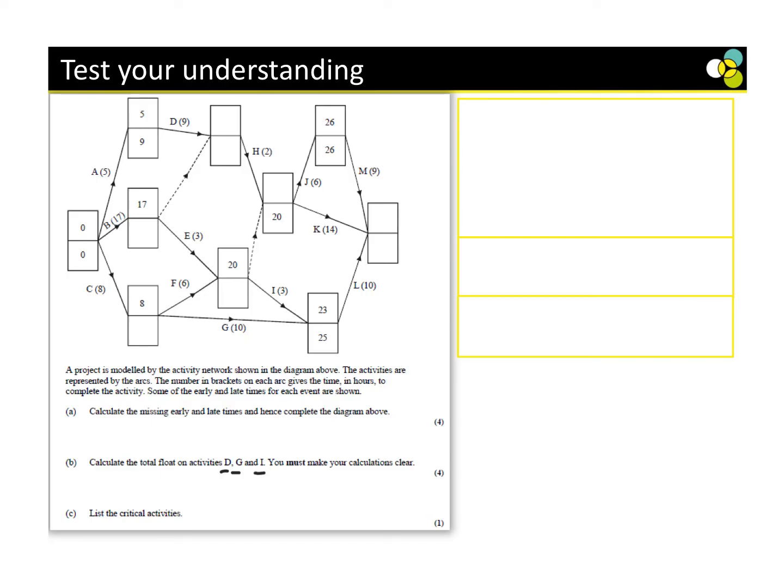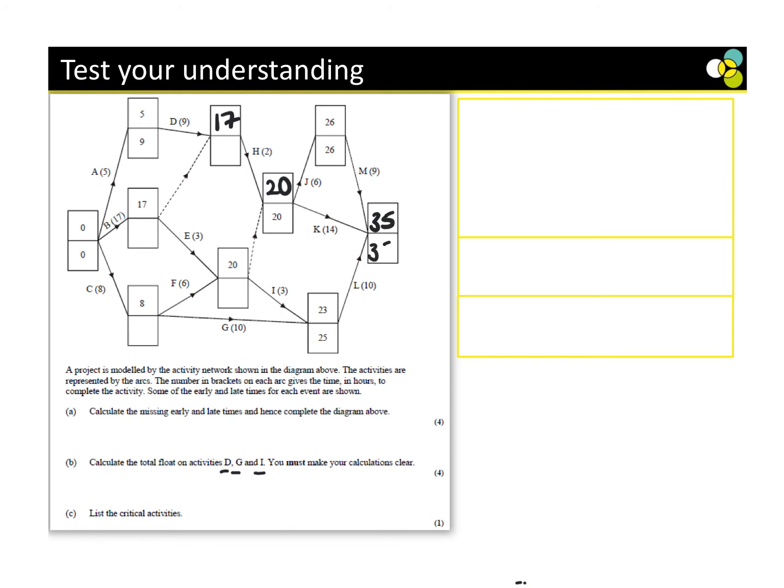5 plus 9 is 14, or 17 plus 0 is 17. We go for the largest one, so we get 17. 17 plus 2 is 19, or 20 plus 0 is 20. We're going to go for the largest, which is 20. 20 plus 14 is 34. 26 plus 9 is 35. 23 plus 10 is 33. The largest is 35. So there's the forward pass.